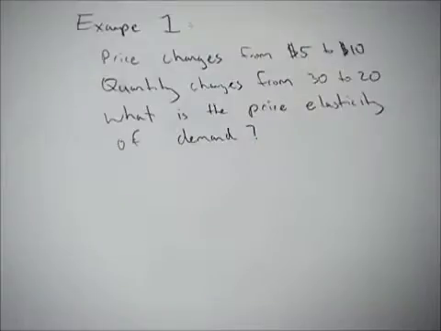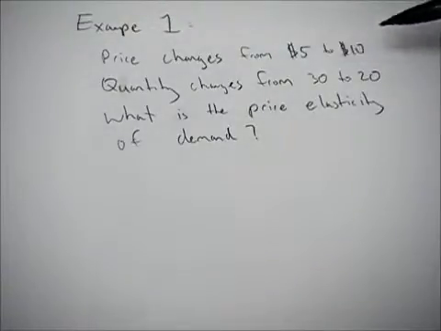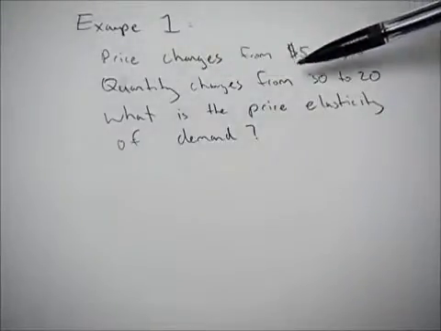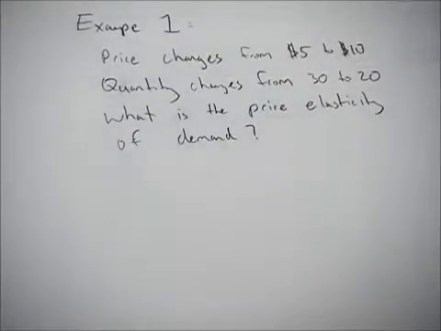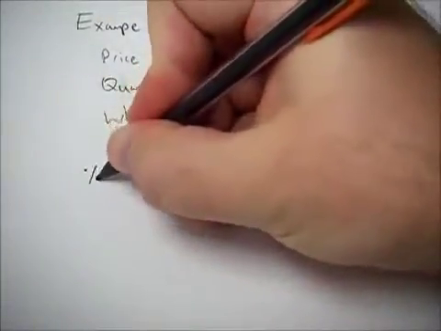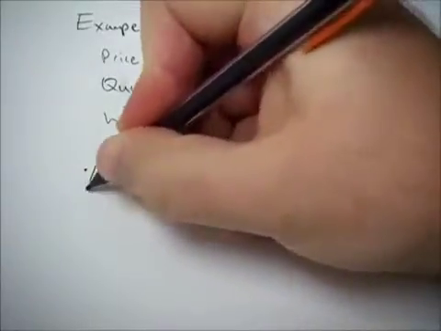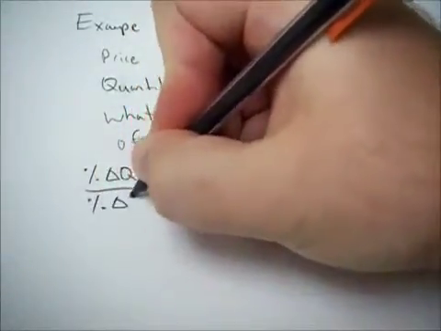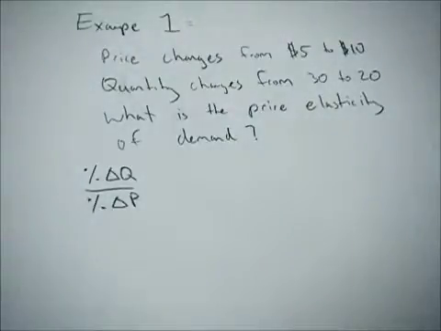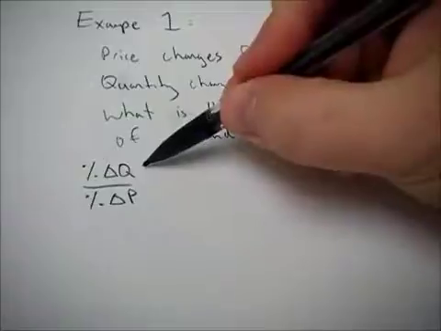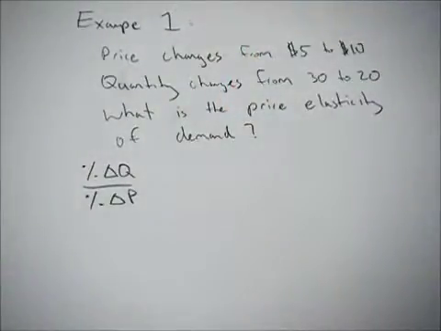Alright, so for the first example, we have price changing from $5 to $10, increasing $5, and quantity changing from 30 to 20, so a decrease in 10 units. What is the price elasticity of demand? Well, we know from before that it's the percent change in quantity over the percent change in price. Quarter pounders, remember? But now we have to find the percent change in quantity and the percent change in price.